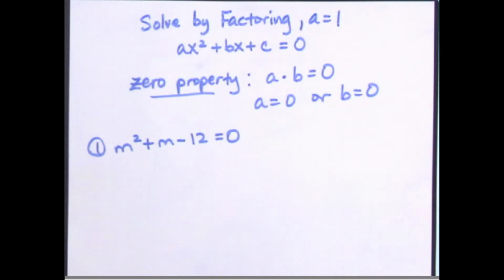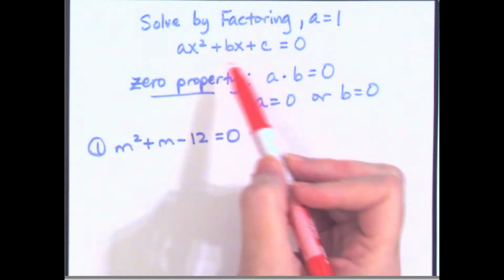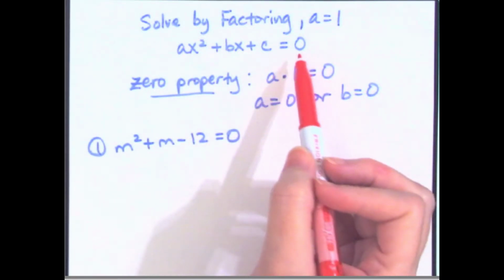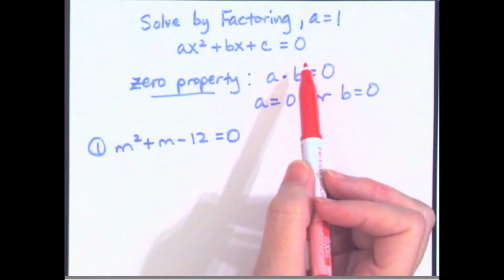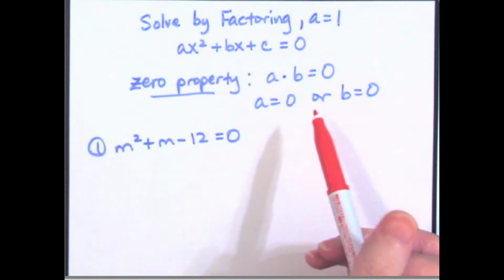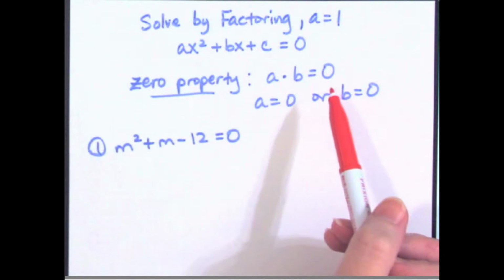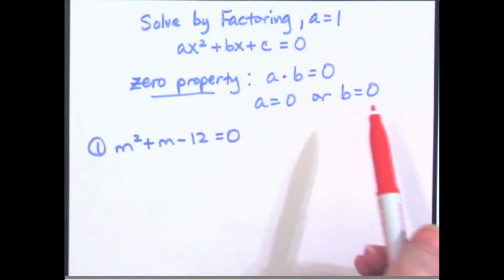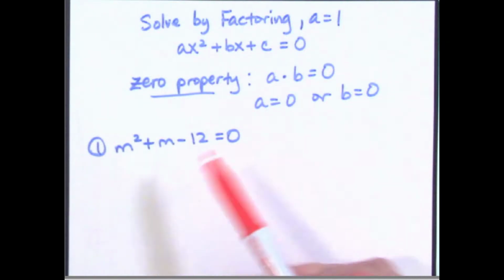Welcome back. Today we're going to be solving by factoring where a equals 1, and these will be quadratic equations in the form ax squared plus bx plus c equals 0. Once we factor the trinomial into two binomials, we'll be setting each binomial equal to 0 and solving because of the zero property. It states if a times b is equal to 0, then a equals 0 or b equals 0. So here we have our first trinomial.